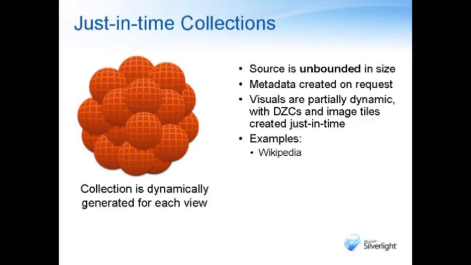A just-in-time collection is one where you have an enormous data source or a rapidly changing data source, and you want to view particular slices of it at once. For example, the Wikipedia just-in-time collection that we released has 2.5 million items in it at the core. We took the 23 gigabyte data dump from Wikipedia, parsed through it, loaded it into a database, and pre-generated some imagery, some cards for each of those items.